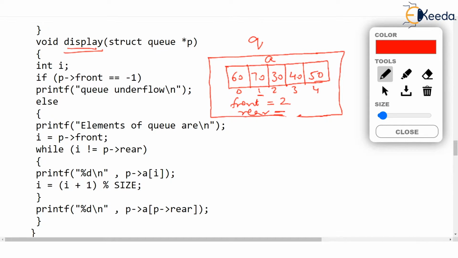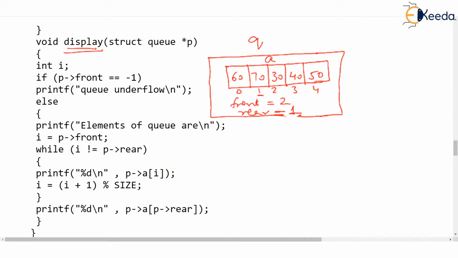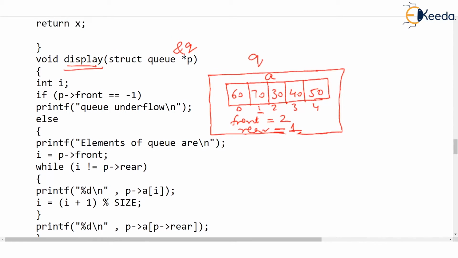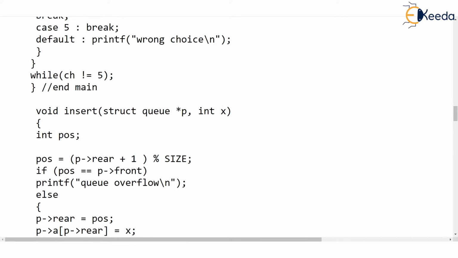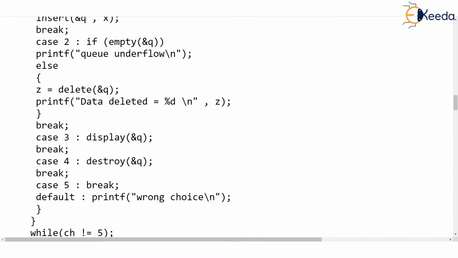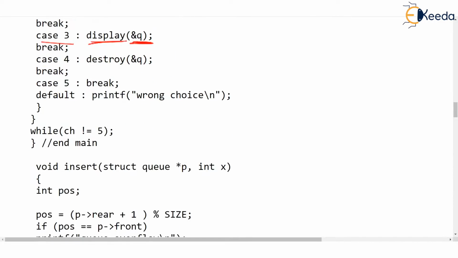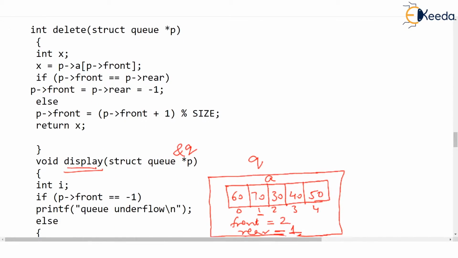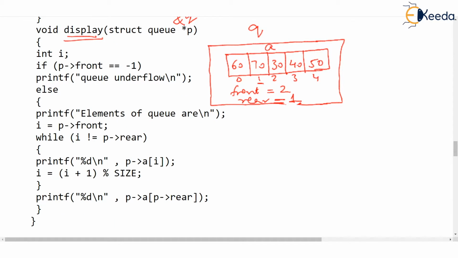If we are executing this display function, what will happen? First of all, it is needless to say that we are again passing the address of the queue to this. Watch out that option 3 in the main program is for display. Option 2 was delete, where we checked for empty and then we called delete. Option 3 is for display, and for displaying we are passing the address of the queue. So the pointer P here, as usual, is going to point to the queue.